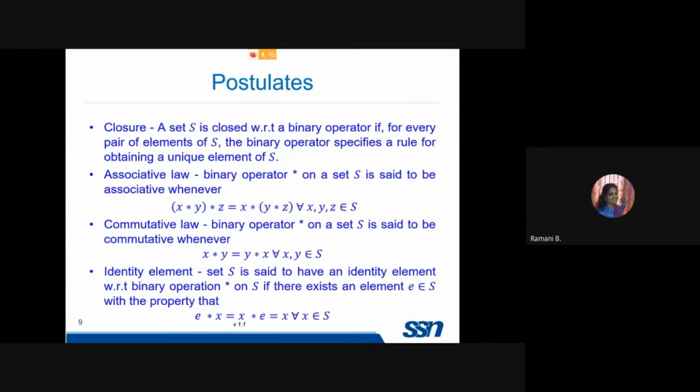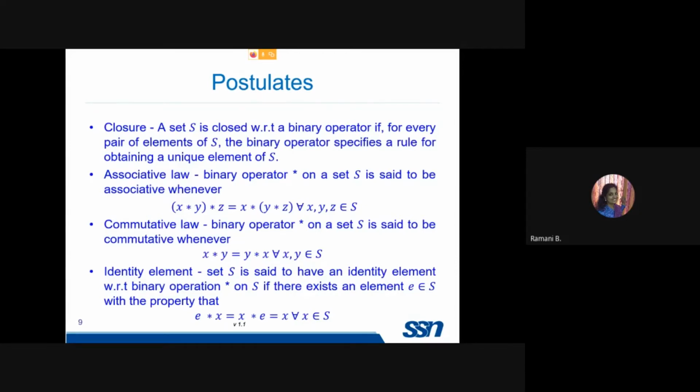For the first postulate, closure, we say a set S is closed with respect to an operator if for every pair of elements of S, the binary operator specifies a rule for obtaining a unique element of S. What it implies is, as I was saying, A star B equals C. The star is a binary operator if A, B, and C all belong to the set of elements. If you get such a thing, we call it the closure property. Everything should belong to the set S.